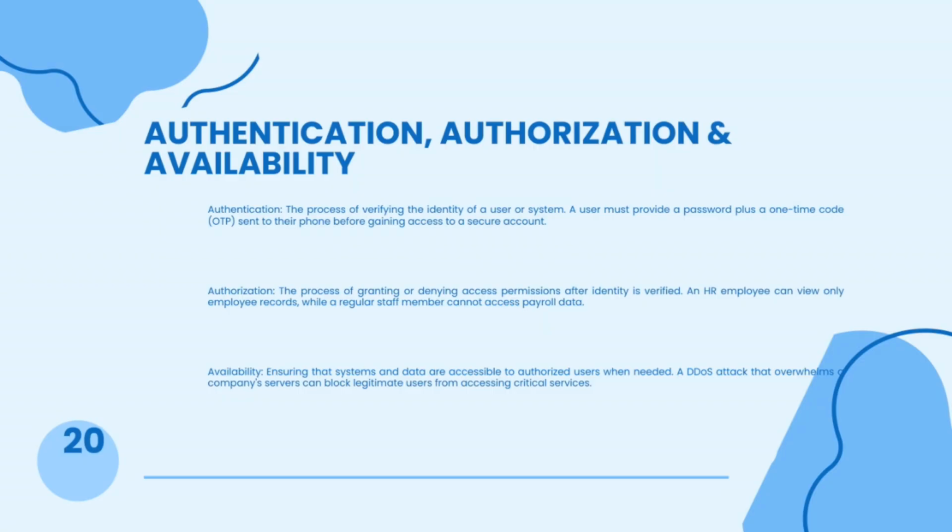Next, authorization. This is about controlling who gets access to what, like an HR employee seeing employee records, but not payroll data. Finally, authentication, verifying who you are, often with a password plus a one-time code sent to your phone before you can log in. These 3 work together to protect and manage access effectively.